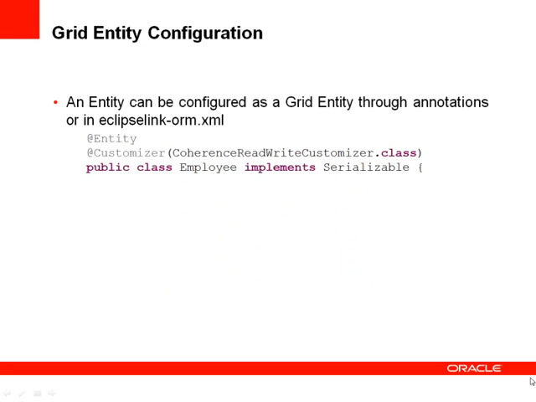As with the other ways of configuring different cache settings with TopLink Grid, the grid entity configuration is also available as an annotation with a customizer class, or it could be placed in EclipseLink-orm.xml to avoid having that information inside your source code.